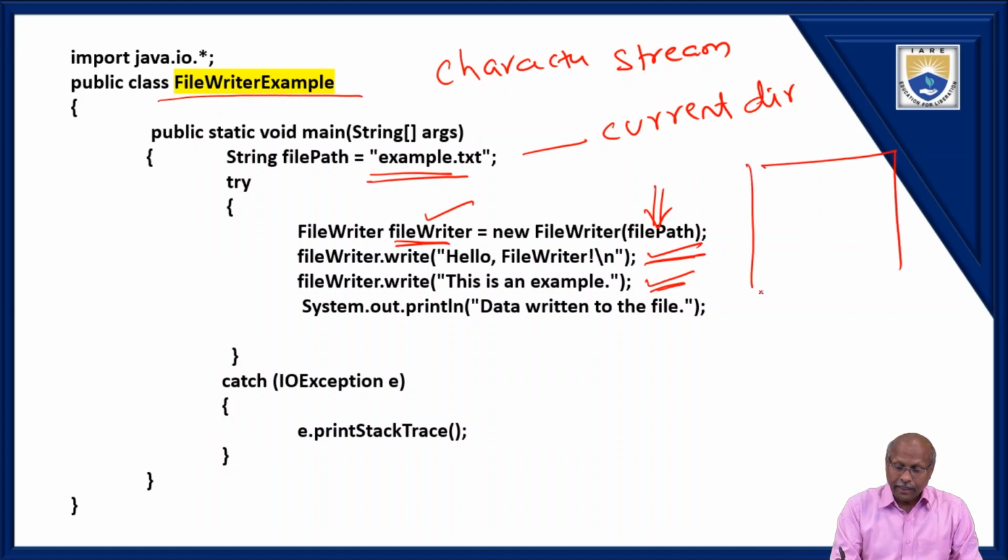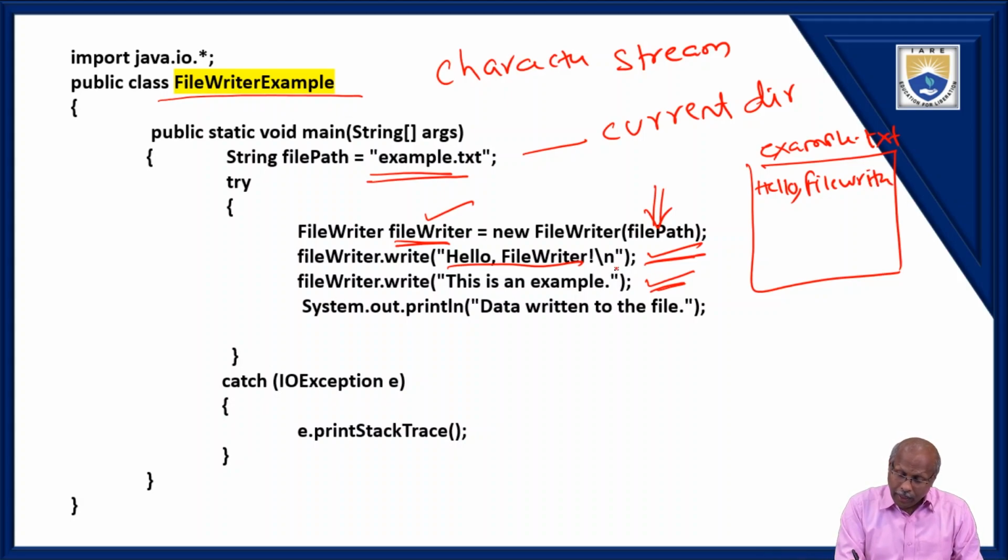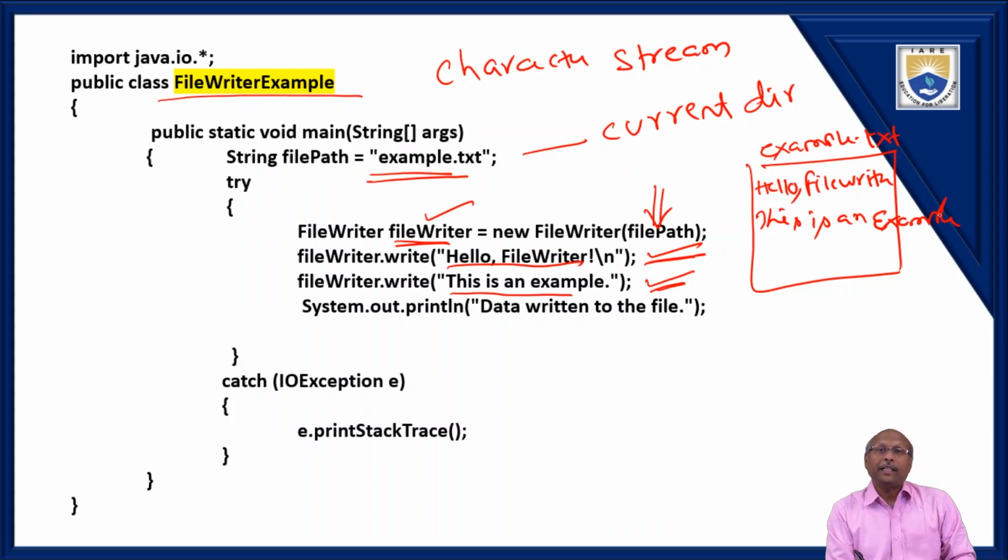Automatically one file will be created. The name of the file is example.txt. This file will be created, and "Hello, FileWriter" will be written to the file. Then again one more new line is there. Control comes here. After coming here, again you are writing "This is an example". Automatically these two lines will be written to the file. What is the name of the file? example.txt. Then you are printing on the screen "data written to the file". So automatically this file is closed.